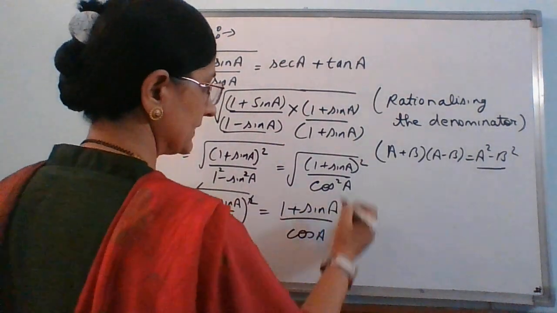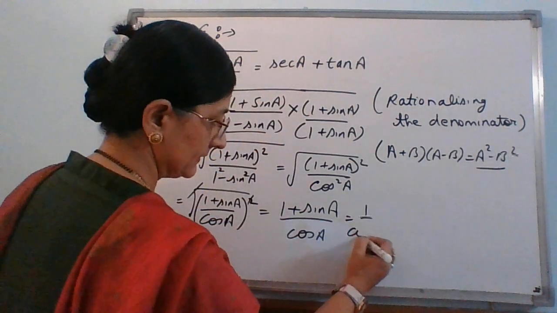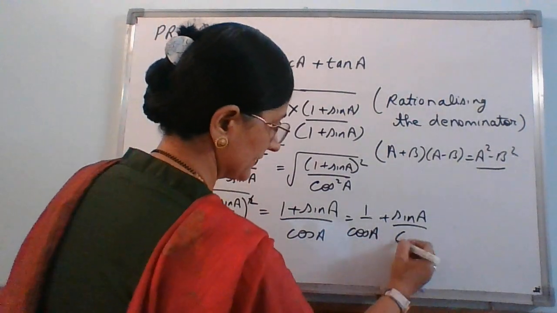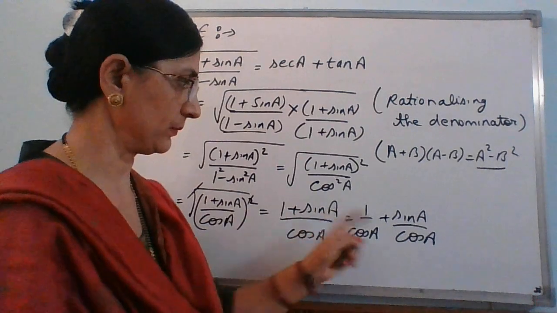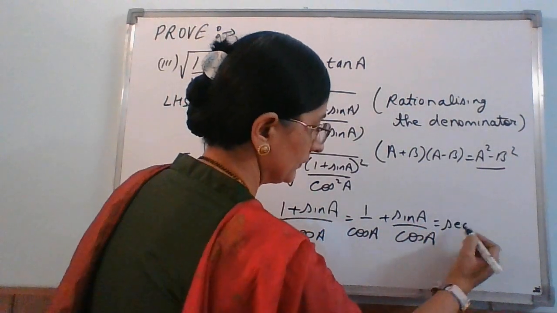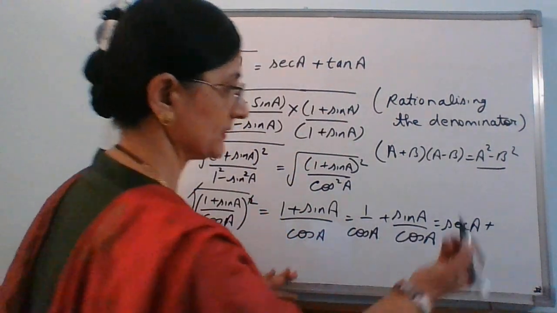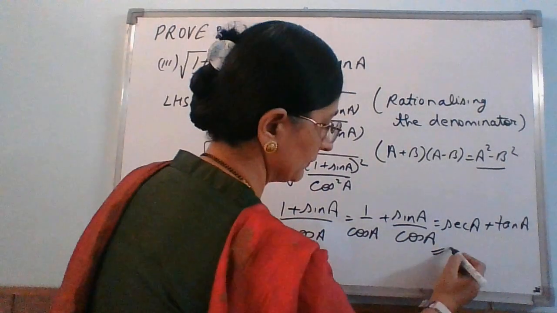Now we have to see what we have to prove. There are separate terms, so separate the denominators: 1 upon cos A plus sin A upon cos A. We have separated the denominator. We know that 1 upon cos is secant, the reciprocal of cos is secant A. And the ratio of sin A and cos A is tan A. So let us see the result. Yes, we have proved that.